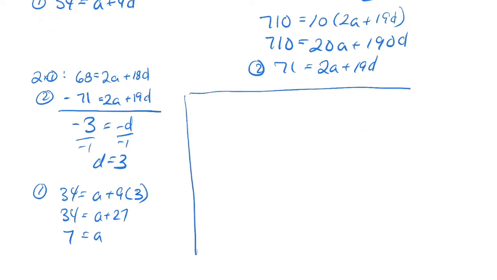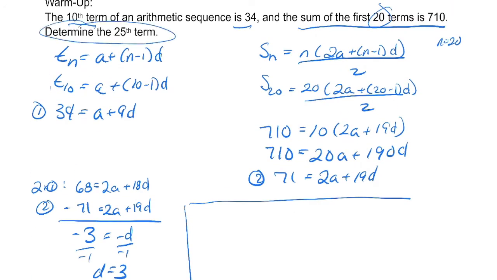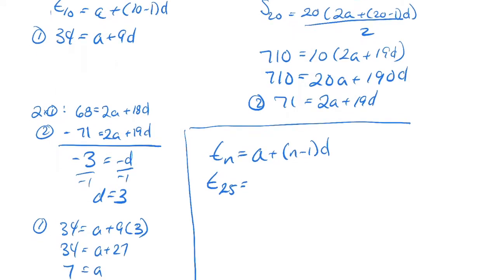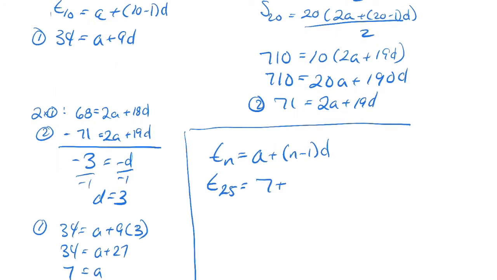Going back to the original question, we want to determine the 25th term. So we go back to the general term formula for an arithmetic sequence: T of n equals a plus n minus 1 times d. In this case, we want the 25th term. Now we know that a is 7, plus 25 minus 1, and the common difference is 3. So T of 25 is going to be 7 plus 24 times 3, which is 7 plus 72.